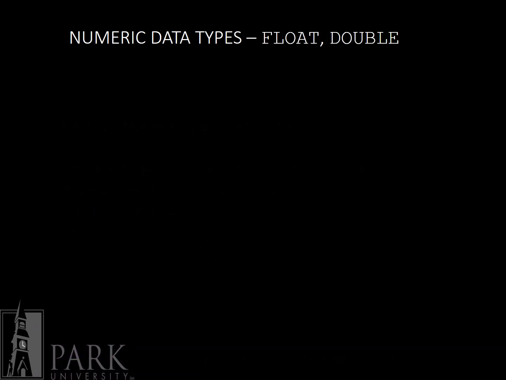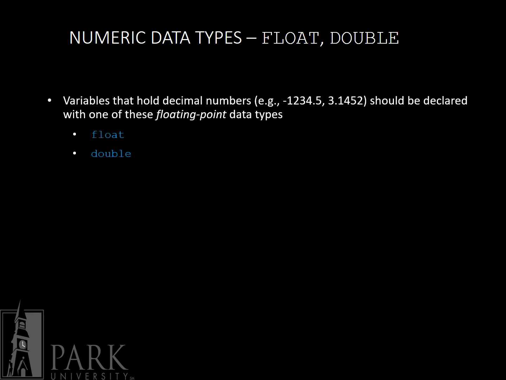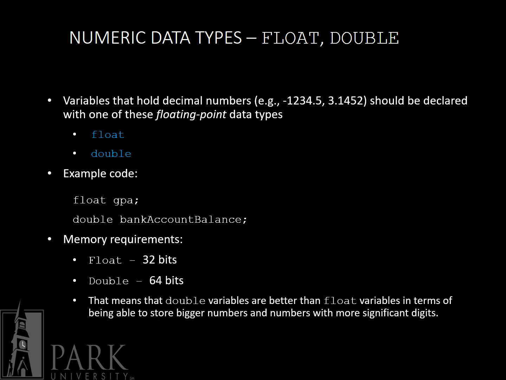And just as we had two types of variables to store whole number values, we have two types to store floating point numbers, or numbers that can contain a decimal, and that's called a float and a double. To declare them, you simply precede the name of the variable with the type. So here we have float GPA and double bank account balance. Similar to ints and longs, a float uses 32 bits, and a double uses 64 bits.